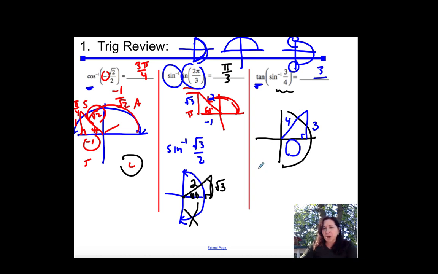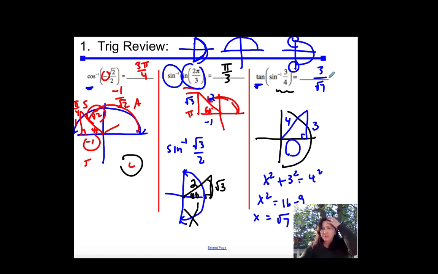So to find this bottom value, we're going to go x squared plus 3 squared is equal to 4 squared. So x squared equals 16 minus 9. So x is equal to the square root of 7. So this will be square root of 7. So then we're going to fix that, and we're going to make that 3 root 7 over 7.